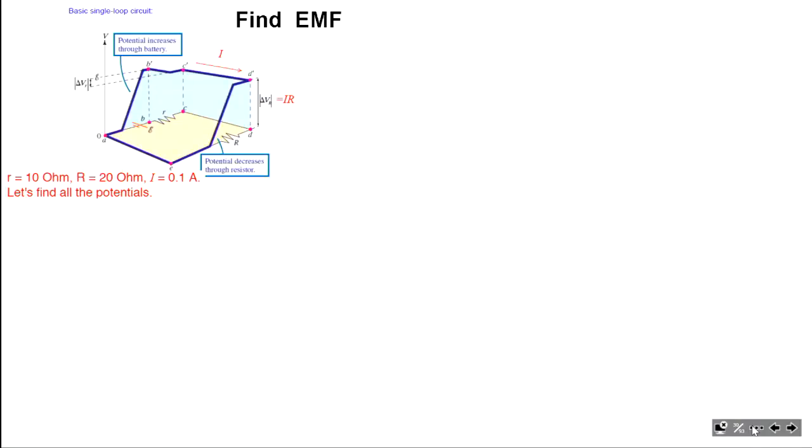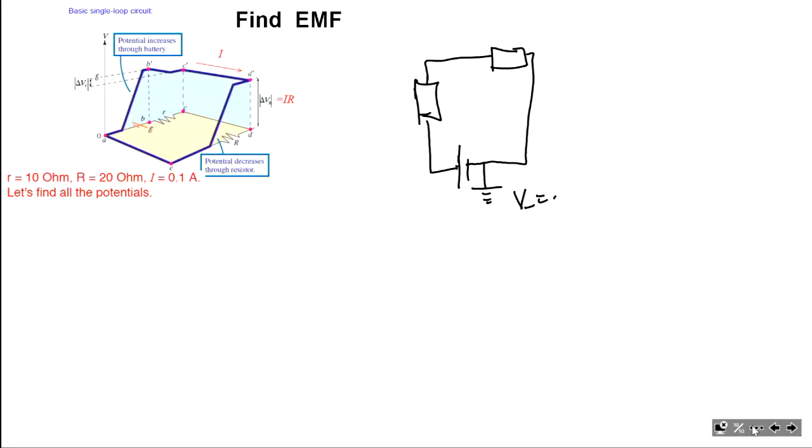that's our goal. So first we have to just draw the circuit. Start from the battery. Then we have first resistor. Then we have a second resistor. And go back to the battery. So this potential is set to zero. So this potential is equal to unknown. That's what actually we are looking for. Find the EMF of the battery. All right.